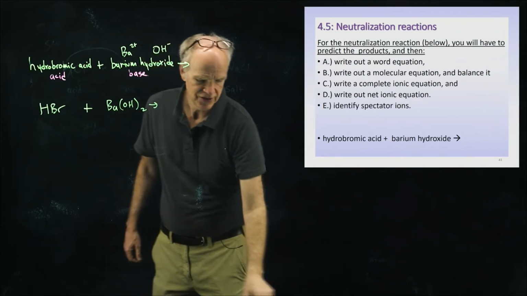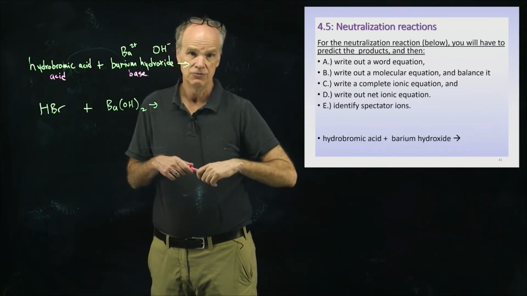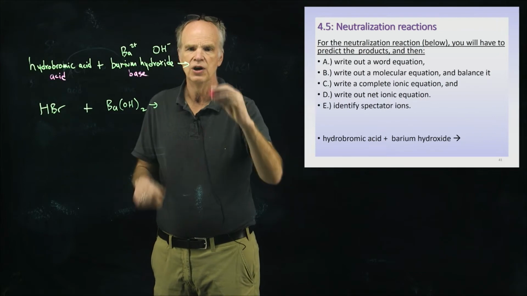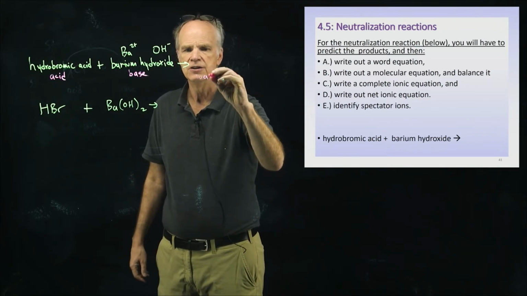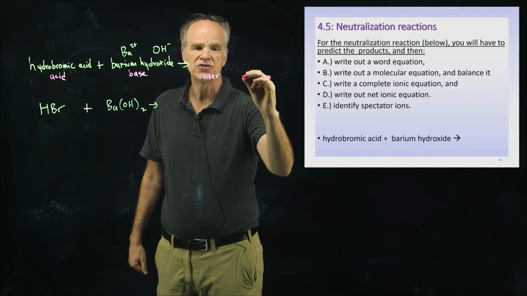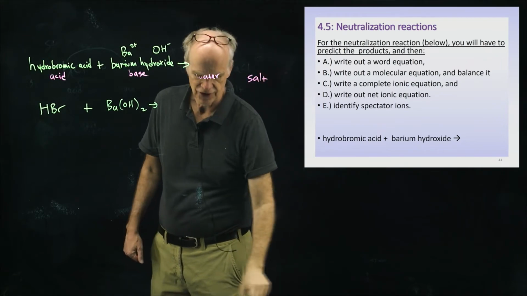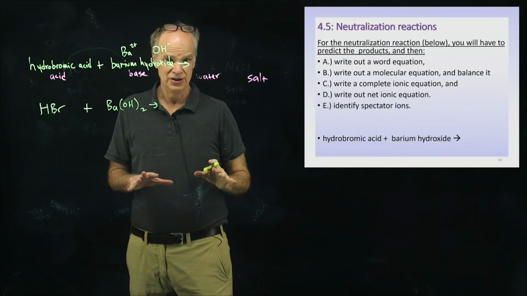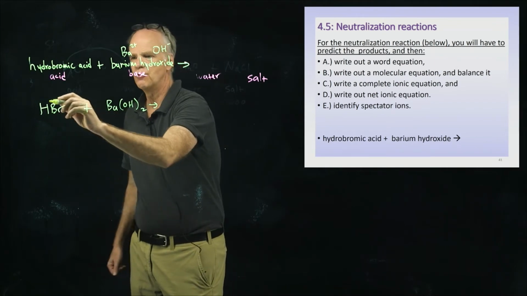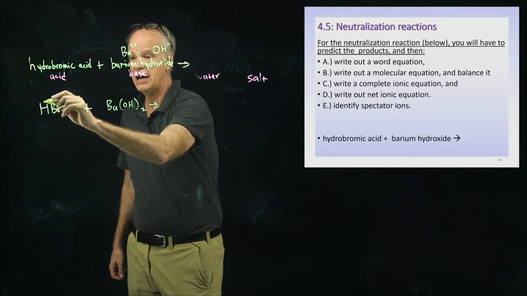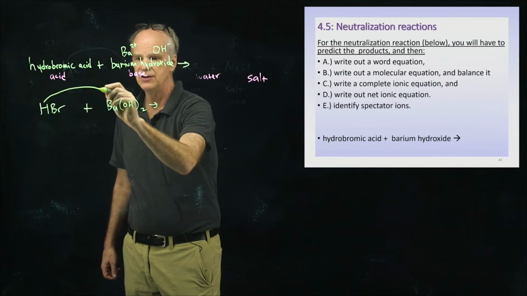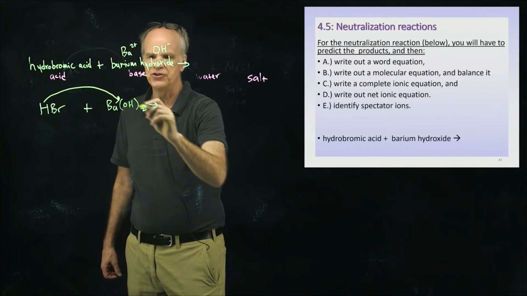Okay, so now let's go ahead and figure out the products. One of the things I'm hoping you remember is that when you have a neutralization reaction, one thing you always make is water, and then you make some kind of salt. So let's figure out what the salt is along with the water. The water is easy to imagine, right? What happens is H breaks off and replaces barium and sticks onto OH.